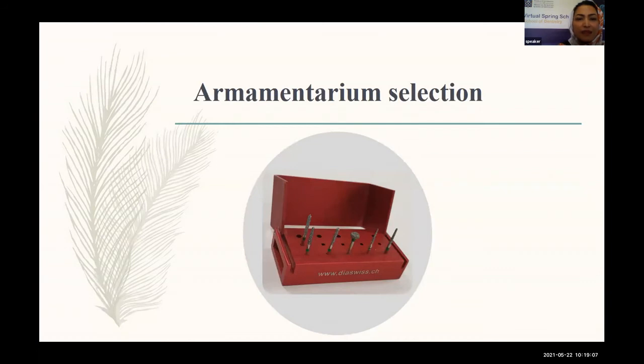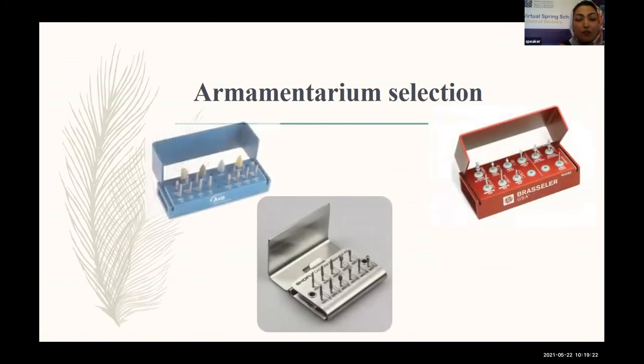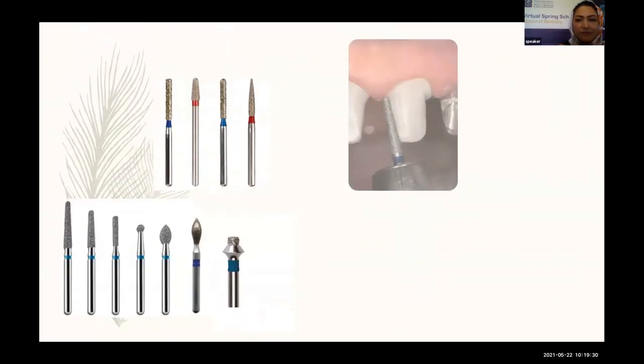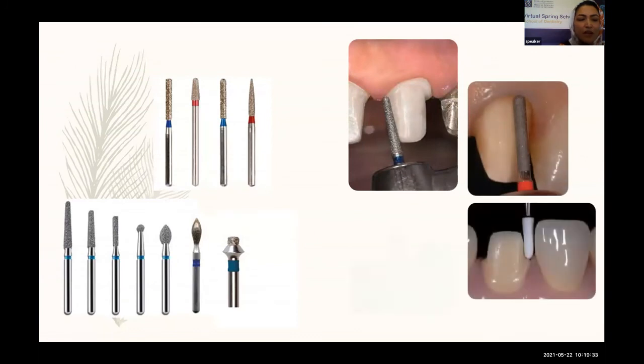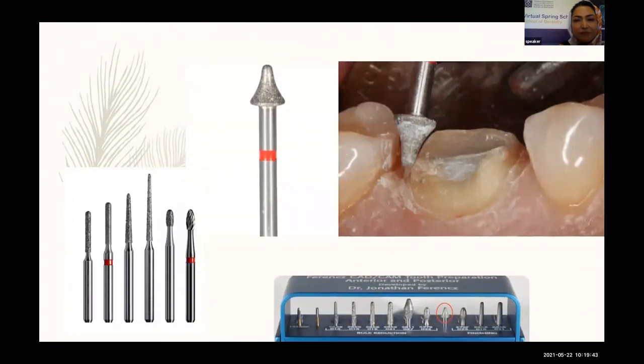Okay, let's speak about armamentarium. After practicing for a while, all of us prefer to develop a group of burs for our own practice. Specific burs have also been designed to facilitate preparation of the tooth surface for all-ceramic restorations, and several companies have different kits for them. As you can see, this bur is very practical. Also, we need some burs which make transitions without sharp angles, like this.